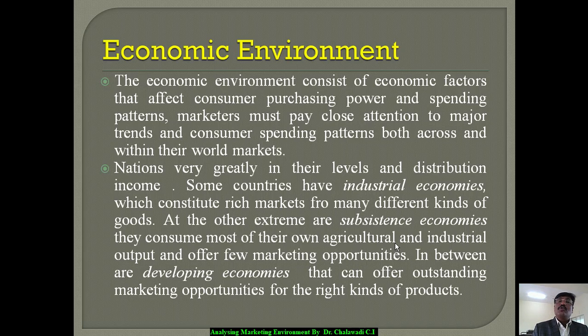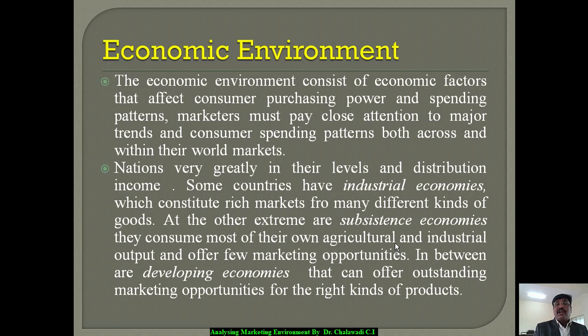And next point, very important, that is the economic environment, right? Economic environment is also one of the influencing factors on the marketing manager's decision. The economic environment consists of economic factors that affect consumer purchasing power and spending patterns. Marketers must pay close attention to major trends and consumer spending patterns, both across as well as within their world markets, right? The nations vary greatly in their levels and distribution of income.